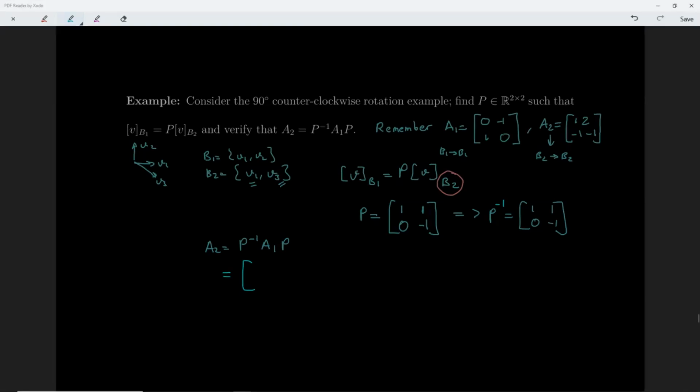V3. Maybe we did a shortcut there, so I can be more explicit, right? So V1 is equal to 1 times V1 plus 0 times V2, and V3 is equal to, sorry, 1 times V1 minus 1 times V2, right?